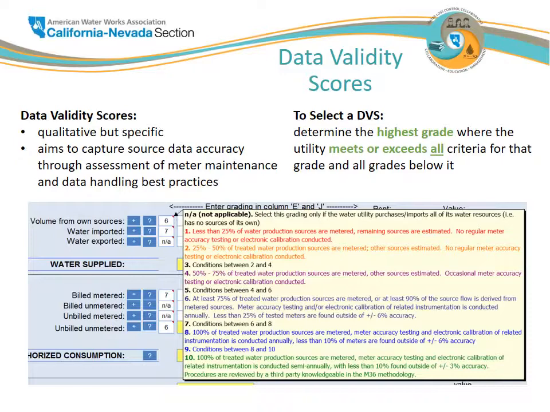It doesn't guarantee accuracy by any means, but the more you're doing in those best practices of data maintenance and meter testing and things of that nature, the more likely it is that data point is accurate. So it's really helpful to understand where there are data weaknesses in the audit, and overall it helps you understand the general quality of the audit and whether the results are meaningful and significant based on the data quality.